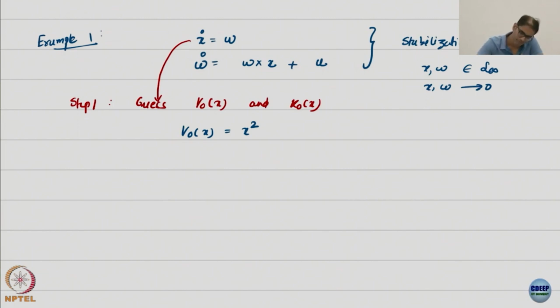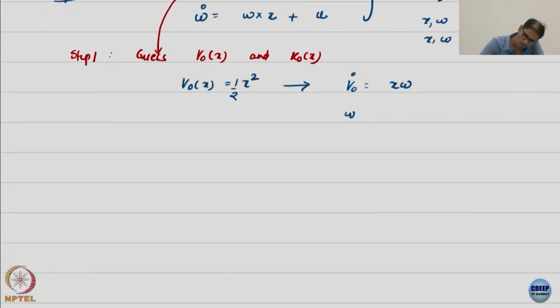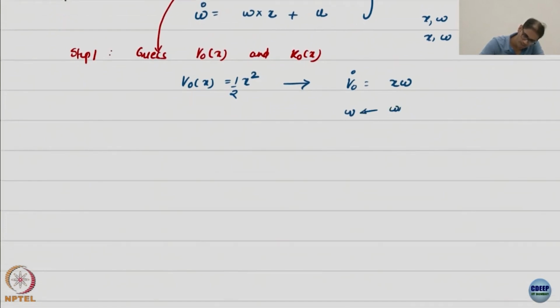How do we test if this is a CLF? Let's forget about doing K0x, but how do you test that this is a CLF? Do the usual tricks. What is it? V0 dot. I will take half x square, so I will get V0 dot as what? X omega. In this case, omega is the control. Omega is notionally the control, because we don't have a second system in our mind as of now.